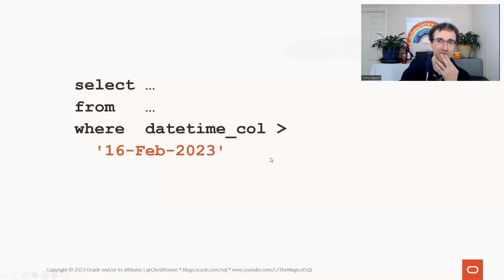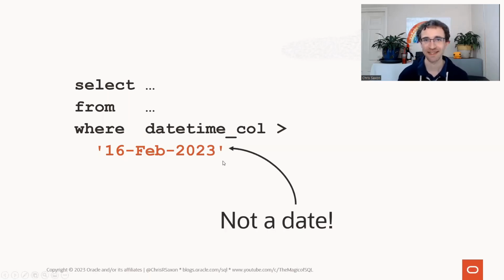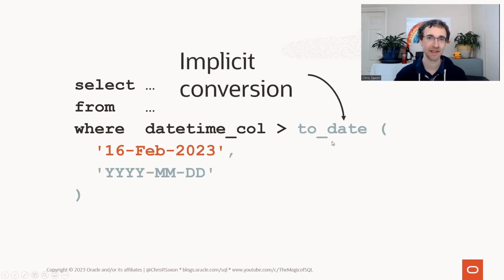So we go back to the query we had at the start, where we're checking all the rows where this column is greater than this value. The first thing to note here is this string is not a date. It might look like a date, but as far as Oracle Database is concerned, it is not a date. Assuming this date time column is a date for now, just to keep the code a bit simpler, it will try and convert this string to a date. So it will implicitly add a to-date conversion to it.